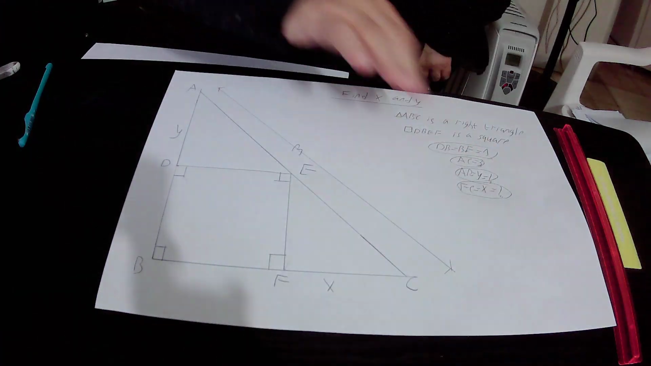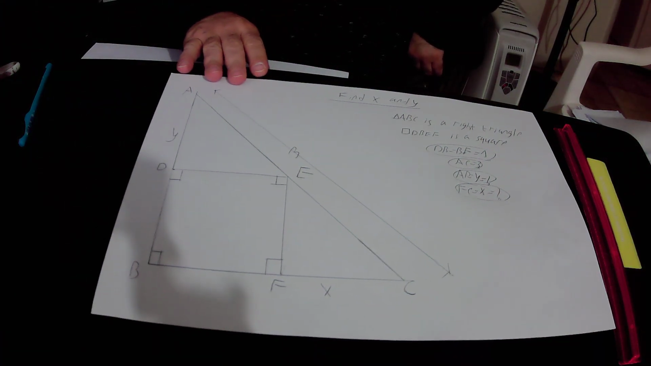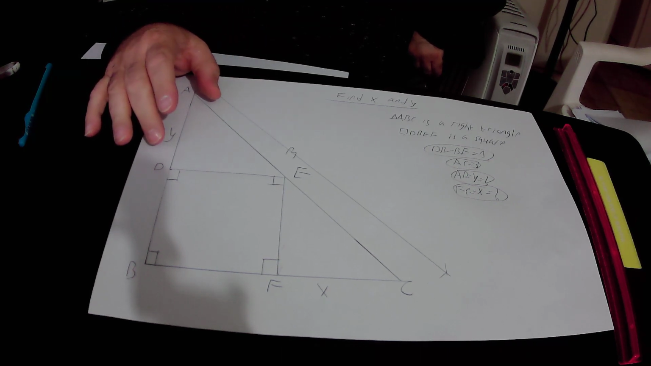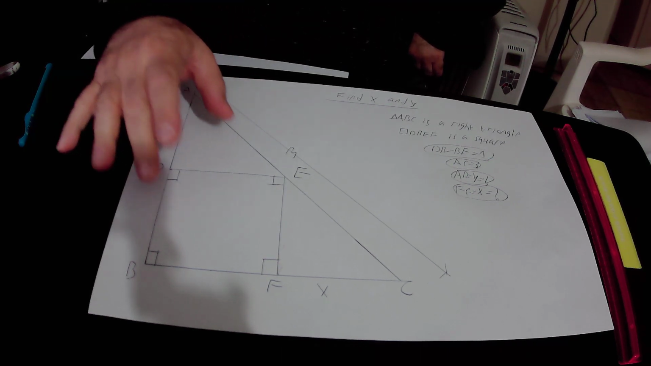Now, in this lecture, we will find out the values of line segments X and Y. In the drawing, we have a square DEBF.